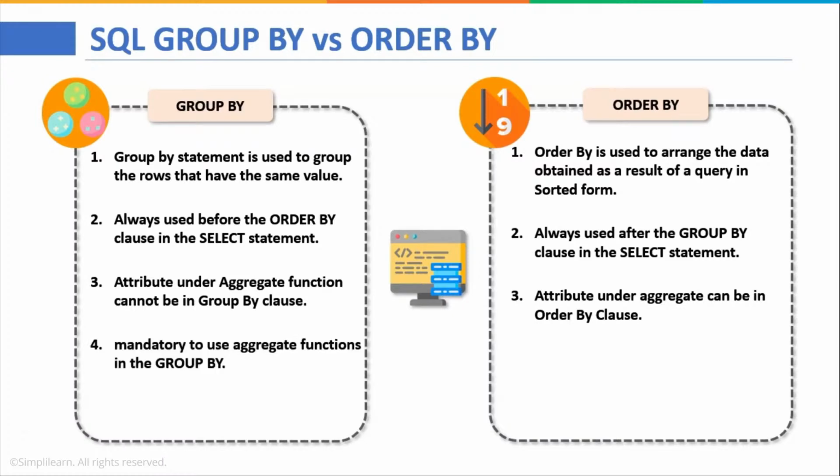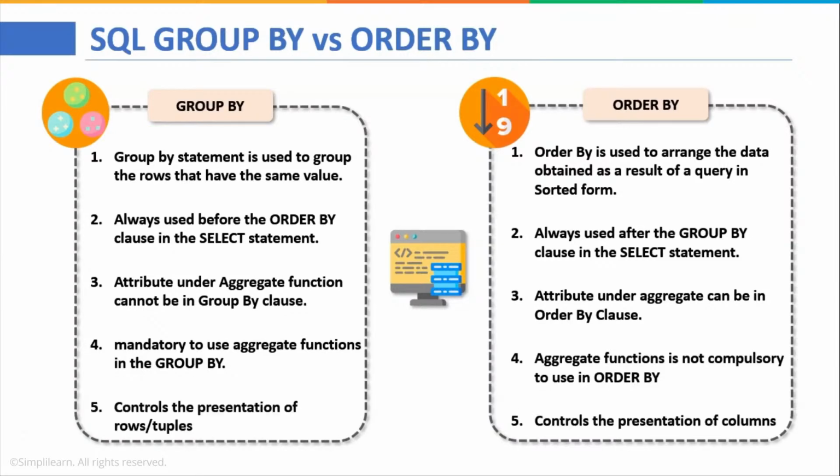In GROUP BY, it is mandatory to use one of the aggregate functions like COUNT, SUM, AVERAGE, MINIMUM, MAXIMUM, etc., whereas in the ORDER BY statement, it is not compulsory to use aggregate functions. And finally, the GROUP BY clause controls the presentation of rows or tuples, whereas the ORDER BY statement controls the presentation of columns. That means GROUP BY is only concerned with the values of identical rows in the resultant set, whereas the ORDER BY statement arranges the data in the columns in either ascending or descending form.